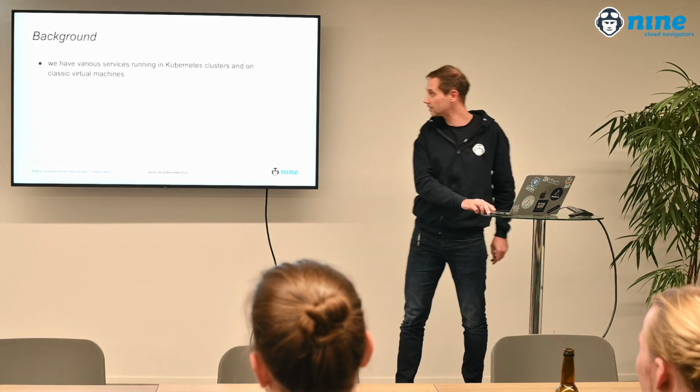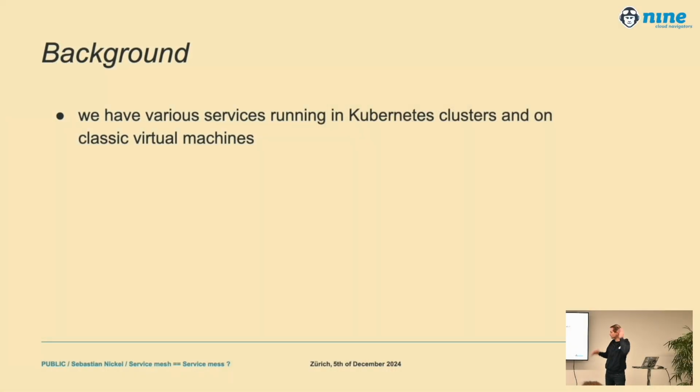Background, describing the problem. We have various services running in Kubernetes and on classic virtual machines. That's the ground layer, right? We have NKE, where customers can run their stuff. We also have, for example, vClusters, and on-demand databases, which run on virtual machines. The most recent product, I think, is the key value store, which actually runs on Kubernetes and not on a VM.